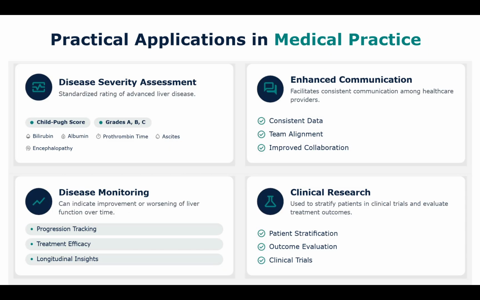In daily medical work, the Child-Pugh score has tons of practical uses. It gives a standard way to assess disease severity in advanced liver disease, keeping things consistent. This standardization also makes communication super clear and easy between healthcare providers, which is vital for teamwork in patient care. We can also use the score for monitoring, watching if liver function gets better or worse over time. And in research, it is the go-to for grouping patients in clinical trials and seeing if new treatments actually work.